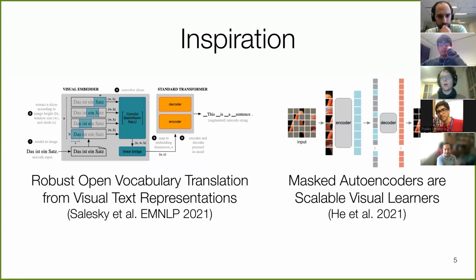And this model, masked autoencoders are scalable visual learners. They showed how to efficiently train a transformer for image reconstruction.